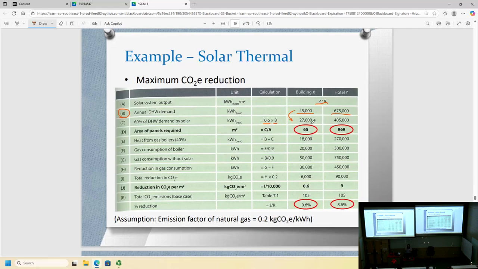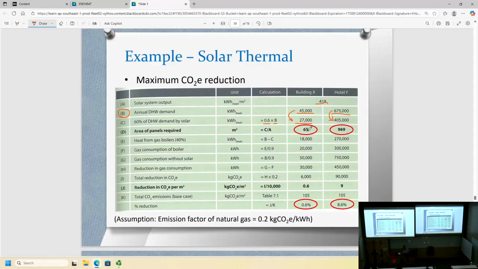27,000 kilowatt hour is the target heat capacity of the solar thermal collector for building X. And for building Y, same. Okay, demand, and then multiply 60%, and we have this capacity. Okay, and for the solar system, output is 418 per square meter. So demand divided by the per square meter output, then we have the area of the panels.